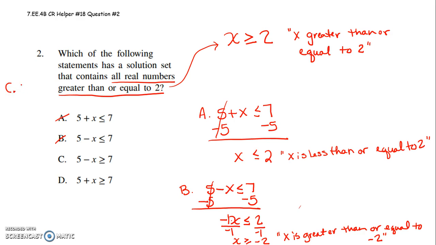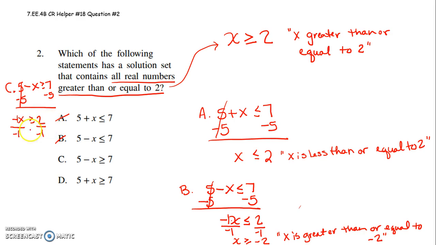C is 5 minus x. It's greater than or equal to 7. Again, subtract 5 from each side of that inequality. Those zero out, and now I have negative x is greater than or equal to 7 minus 5 is a positive 2. What's in front of that x? There's a negative 1 in front of that x. So I have to divide the left-hand side of my inequality by negative 1, which means I have to divide the right-hand side of my inequality by negative 1.